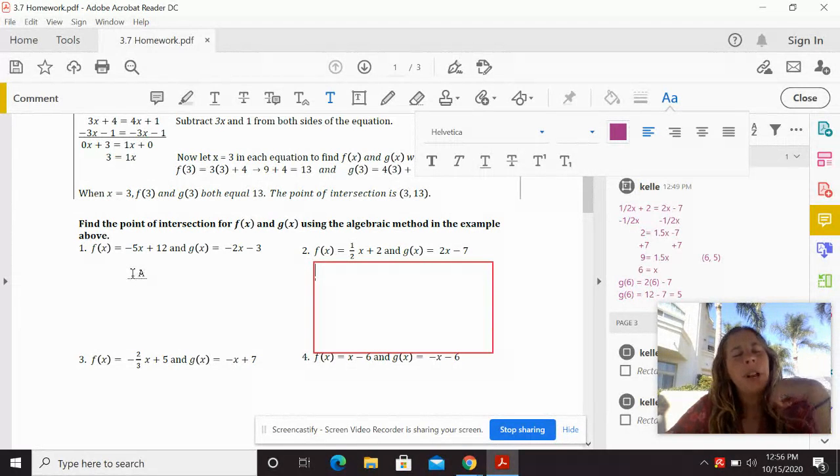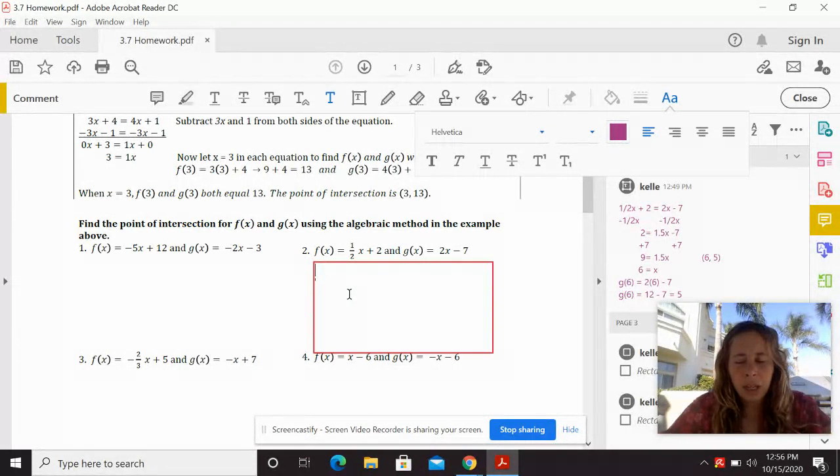So what you're doing is you're finding the point of intersection for the two equations. Remember, the point of intersection is where the two equations, or functions, are equal to each other. Where the two functions, f of x and g of x, are equal to each other, that's the intersection.